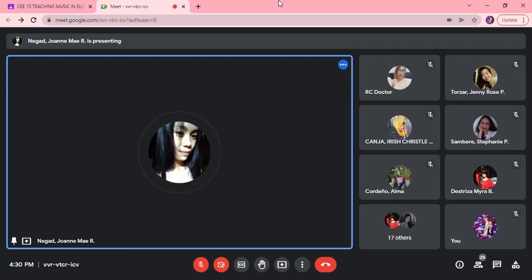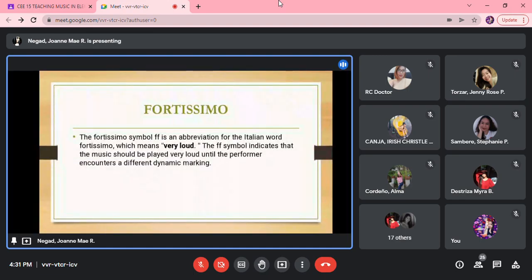na music. Ayan, fortissimo. The fortissimo symbol is FF. It's the abbreviation for the Italian word fortissimo, which means very loud. The FF symbol indicates that the music should be played very loud until the performer encounters a different dynamic marking. So, pag may nakita po tayo sa piece na ganyan, ipi-play po natin yung piece na yon ng very loud until po makakita tayo ng symbol na magde-dictate po sa atin kung kailangan nating hinaan po yung piece or mas lakasan po. Ganun.